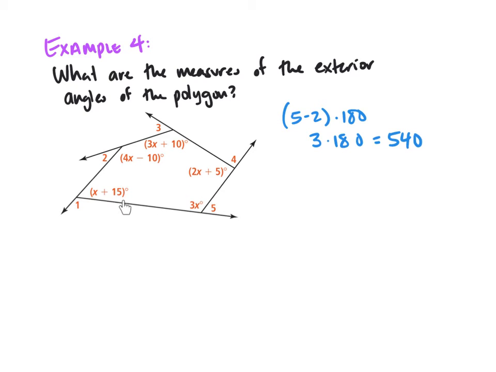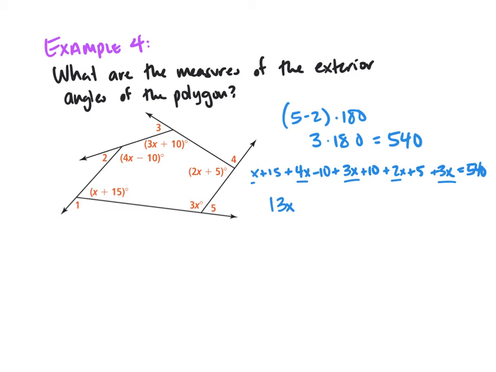So let's go ahead and set up an equation that adds all these together and sets it equal to 540. I'm going to need a little space to do this because I'm adding several things together. So I'm going to do x plus 15 plus 4x minus 10 plus 3x plus 10 plus 2x plus 5 plus 3x. All that equals 540. Now let's combine our like terms. How many x's do we have? We have 1 plus 4 would make 5, plus 3 would make 8, plus 2 would make 10, plus 3 would make 13. So I have 13 x's.